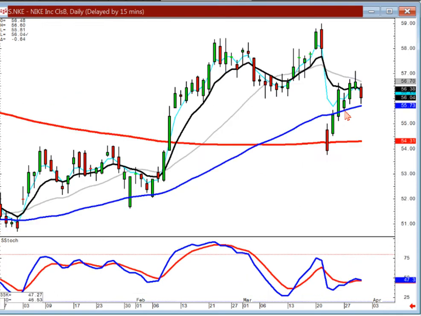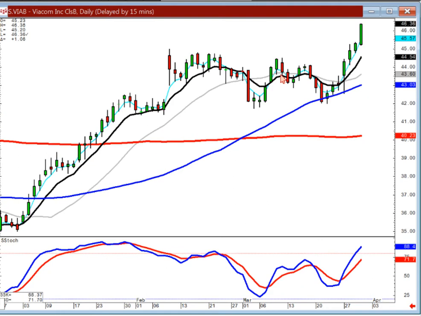Did I do Nike? No, that's not the one. EIAB. That's a good little breakout. Doji sandwich breakout. Stay long. You're in the overbought area, so always keep your stop at the previous day's open.